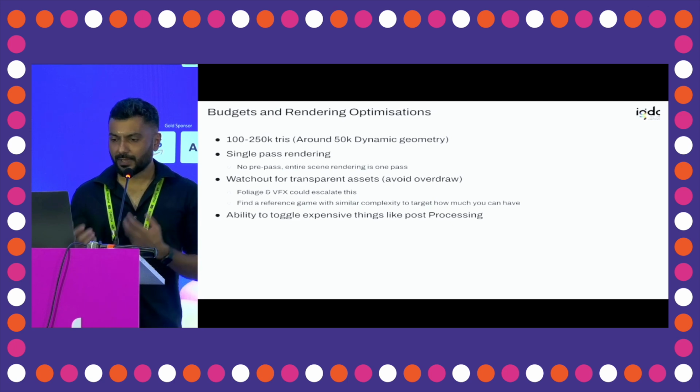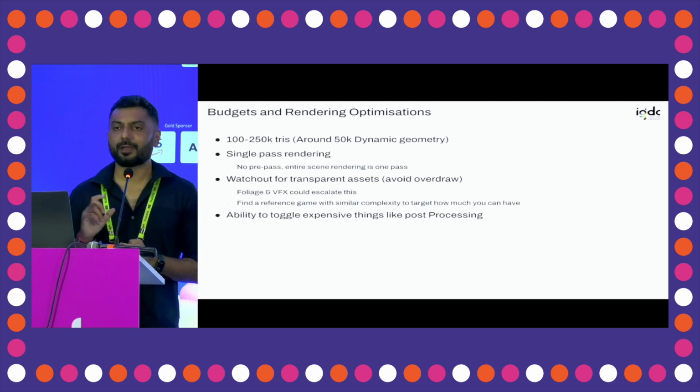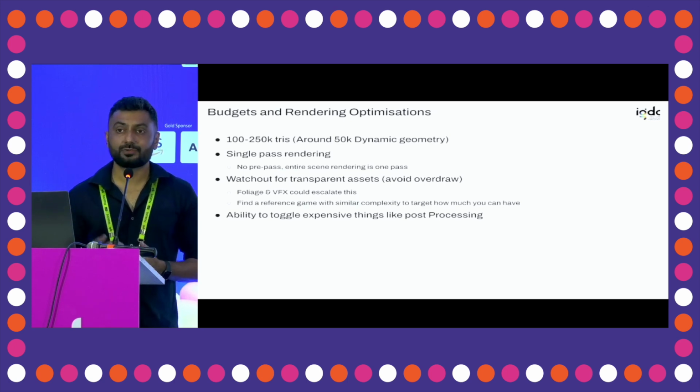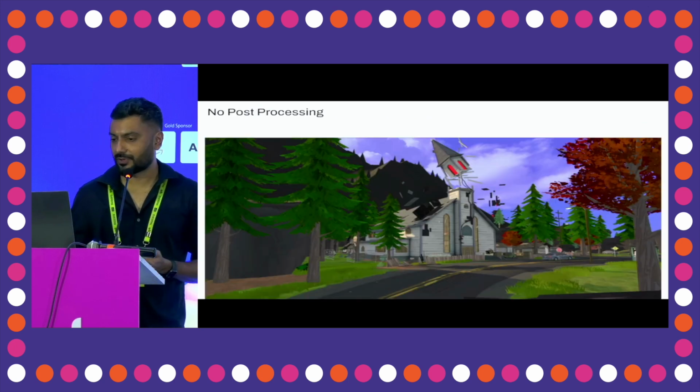And when you build some tech for it, make sure you have the ability to enable and disable those things. We have lots of post-processing effects, which I'll show, but we also have the ability to disable them on different devices. So that's also an important thing you would want to build for your game.